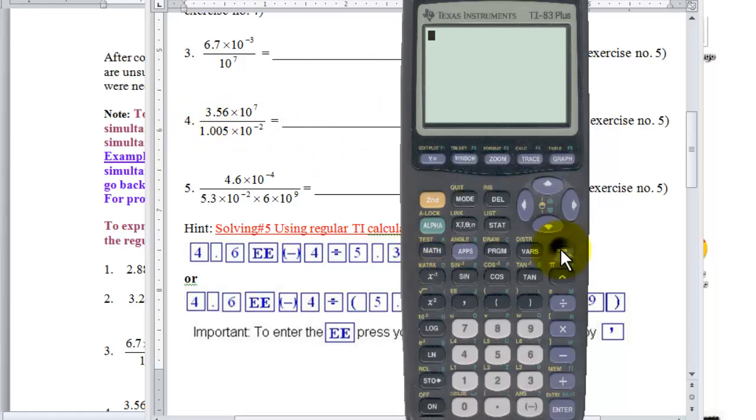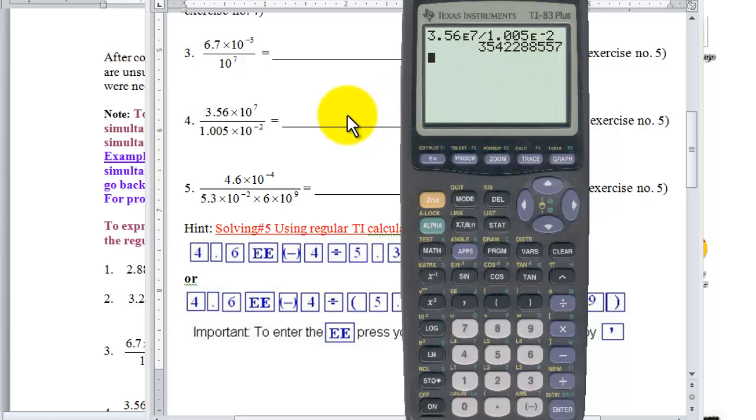Okay, question number 4. You have 3.56 times 10 to the power 7 divided by 1.005 times 10 to the -2. So you go 3.56, second 7, divided by 1.005, second e -2. Press enter and this will yield the answer. So you can see the answer here is 3,524,288,557.